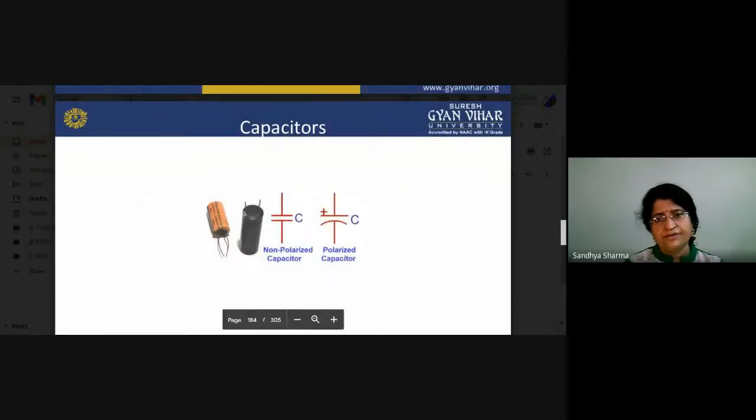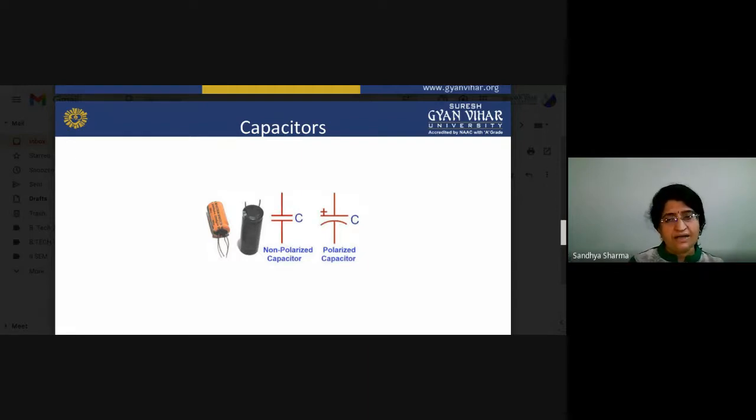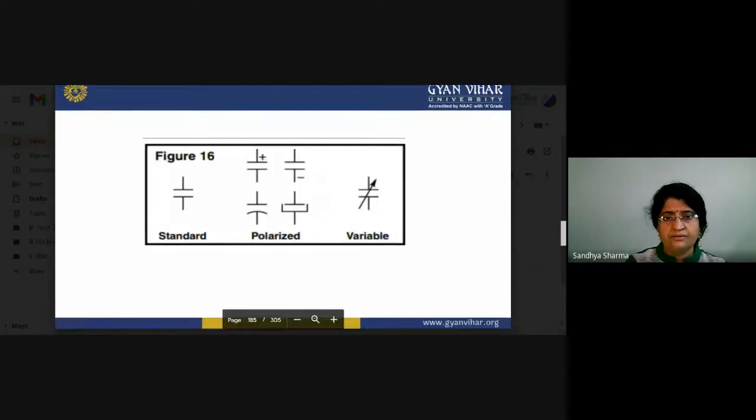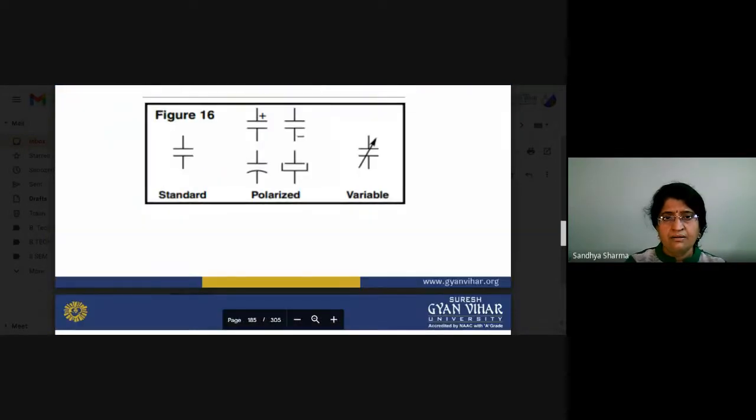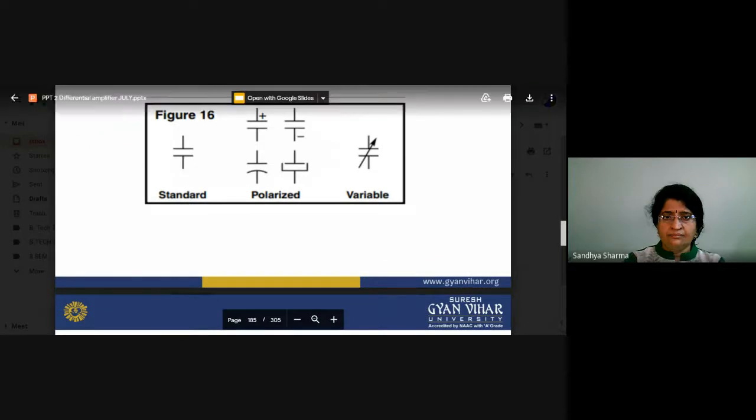So you can see, if you are talking about a non-polarized capacitor, there is no need to indicate the polarities. But if you are talking about a polarized capacitor, then in the symbol we have to mark which one is the higher voltage or potential. These are the standard, these are the polarized capacitor, and these are the variable capacitor.